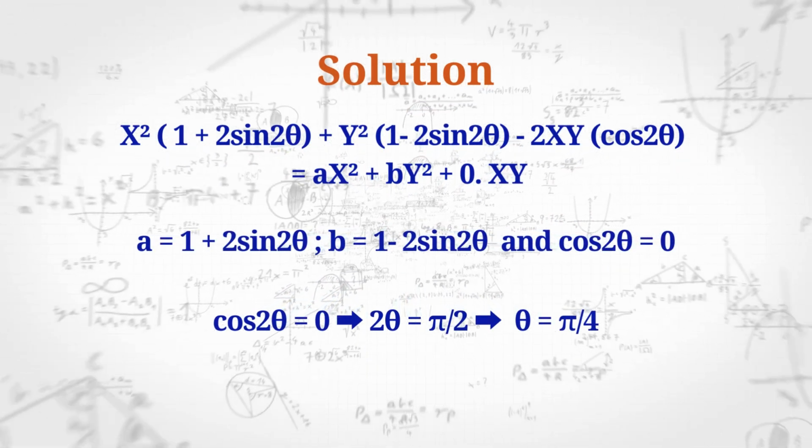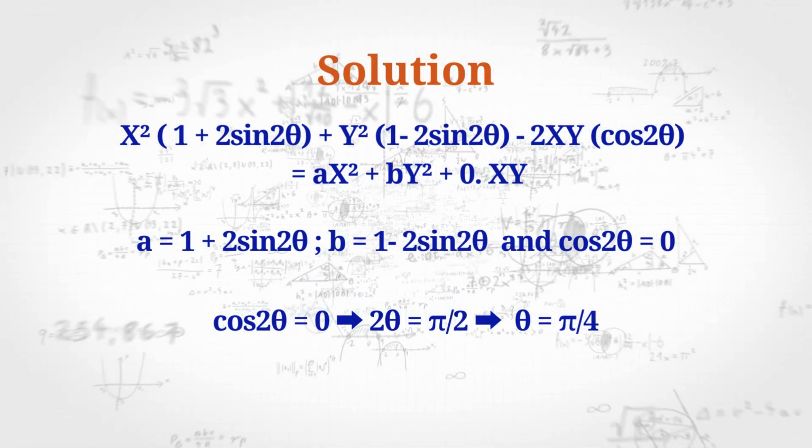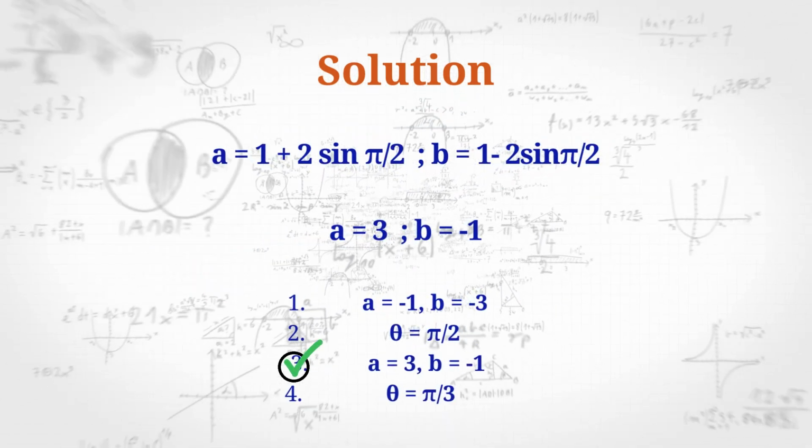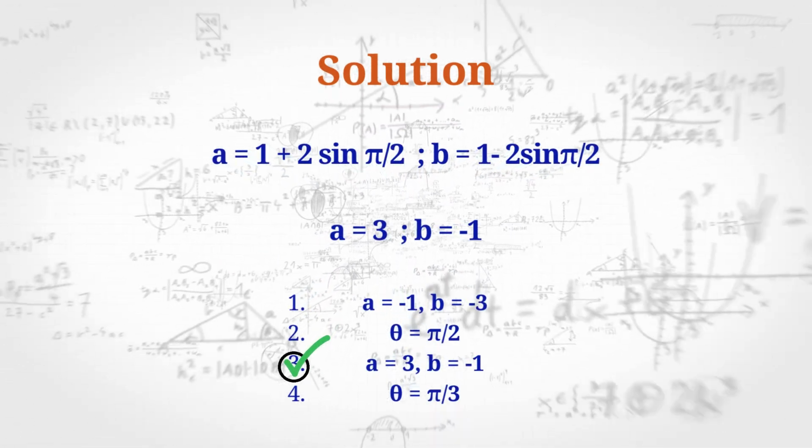Cos 2 theta equals 0 gives us theta equals pi over 4, and using this value of theta we get a equals 3 and b equals minus 1. So the correct answer is option 3.